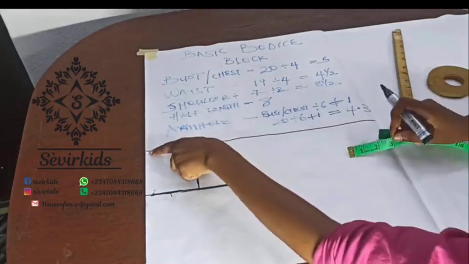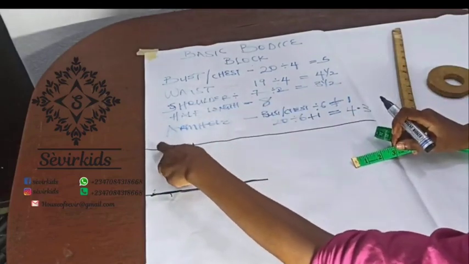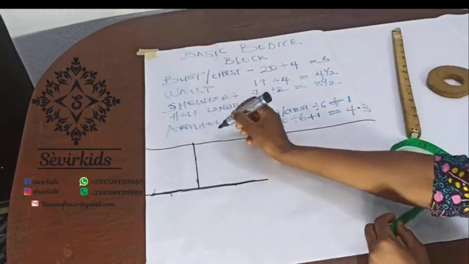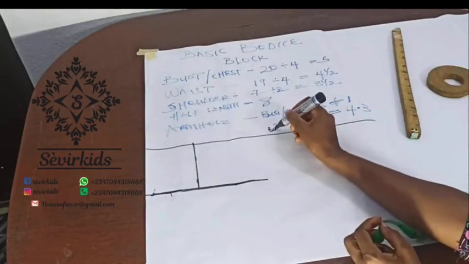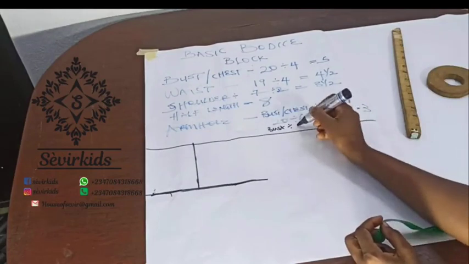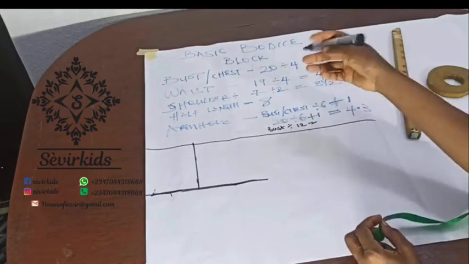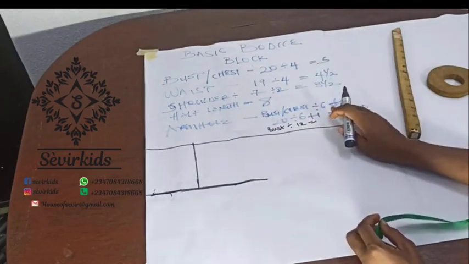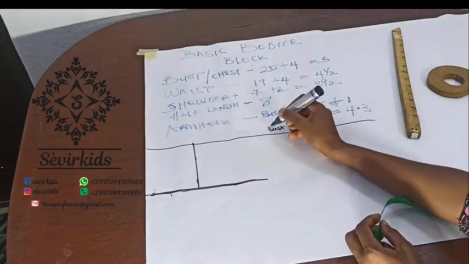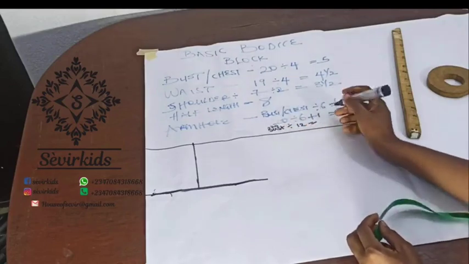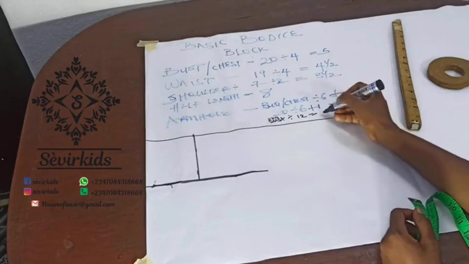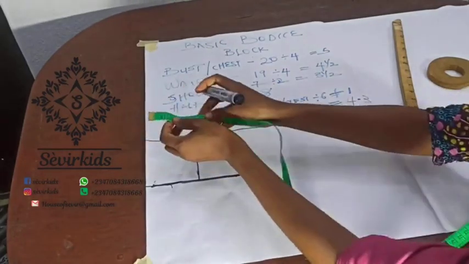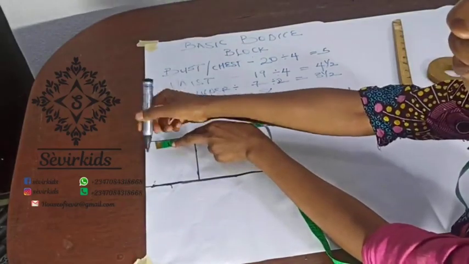So now if you want to get your neck width or neck depth, you can try out this formula by saying your bust divided by 12. So whatever you get, that's what you're going to use. So here we have our bust, 20 divided by 12, we have 1.67. So here, this is our neck width, our neck depth.